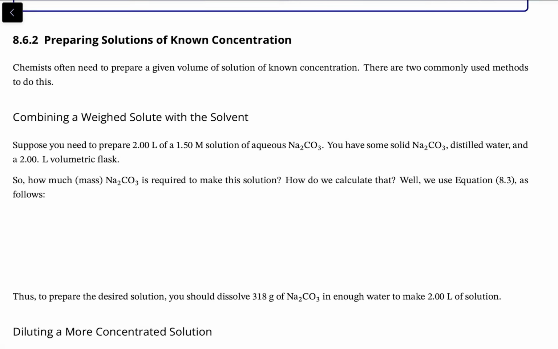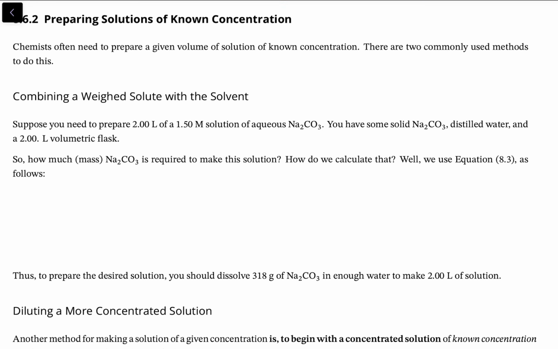All right, everyone, let's look at how we can prepare solutions of known concentrations. So basically, how do we actually prepare solutions in the lab or in the real world that you can work with and do reactions further? There are two main methods, and they are listed here.